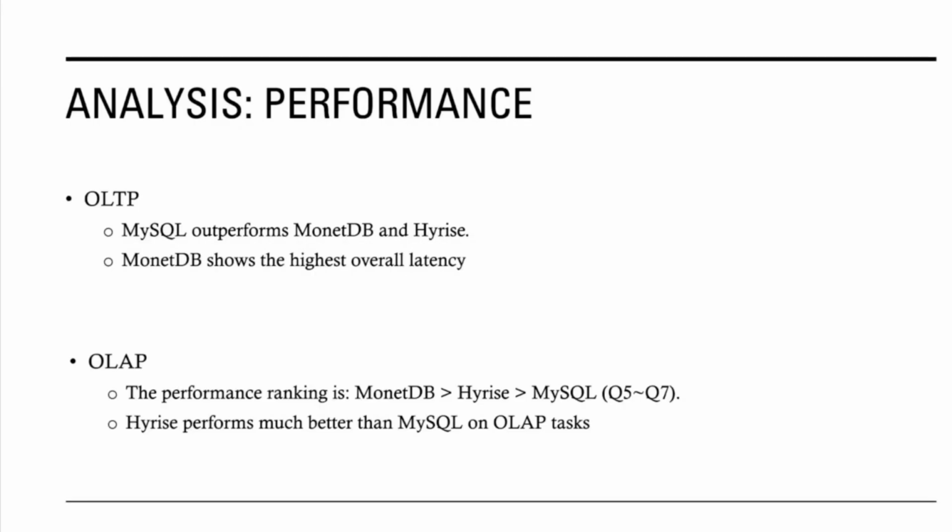HyRise showed an intermediate performance again. It performed much faster than MySQL for analytical tasks, showing that hybrid systems can capture many of the column store's benefits while still retaining reasonable OLTP performance. Overall, the result shows why HyRise aligns well with HTAP use cases, where both transactional and analytical workloads exist.